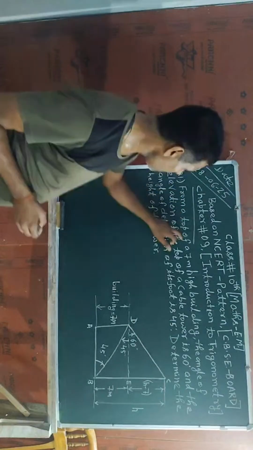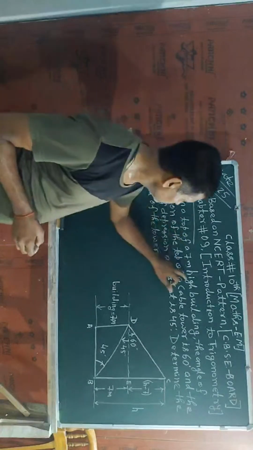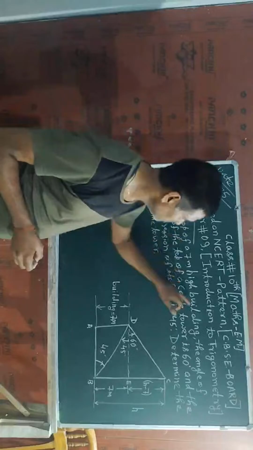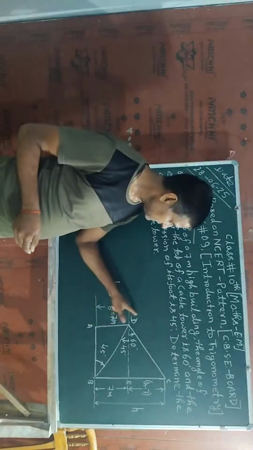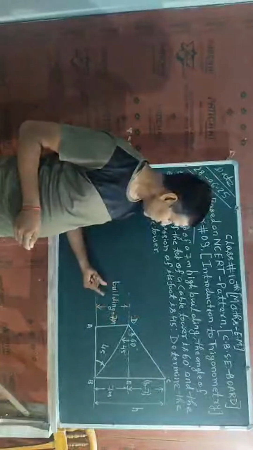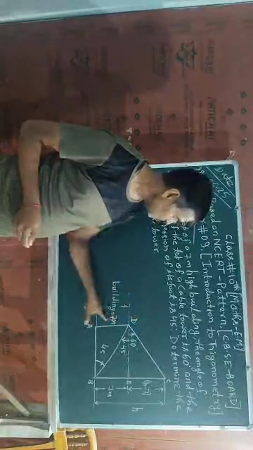From a point, 7 meters are given. Next, the angle of elevation of the top of a cable tower. Now this is a cable tower, from C to B, yes, B to C.